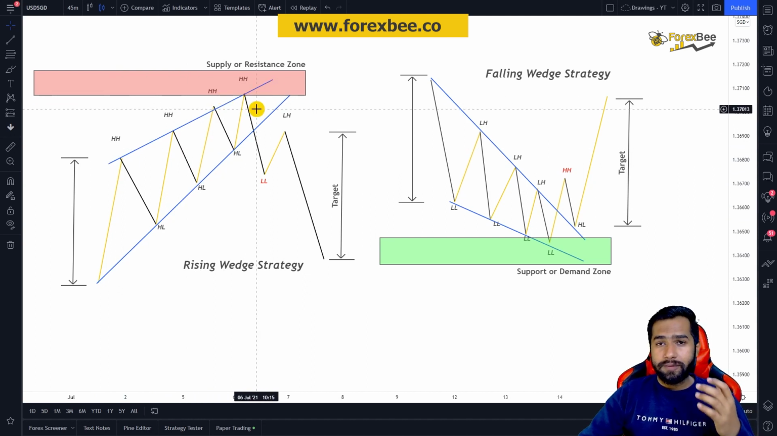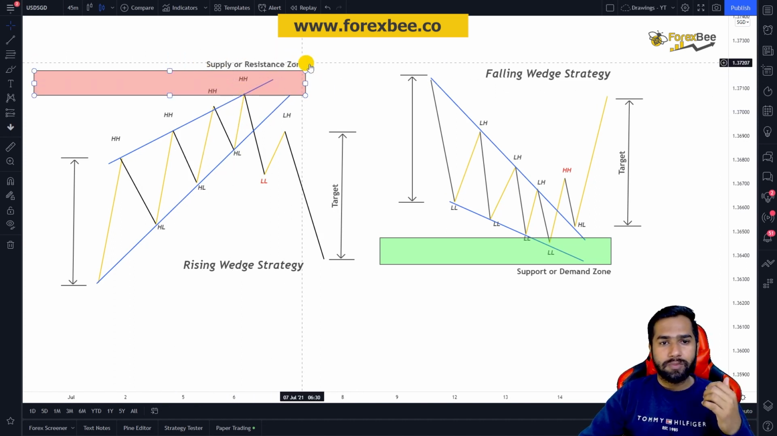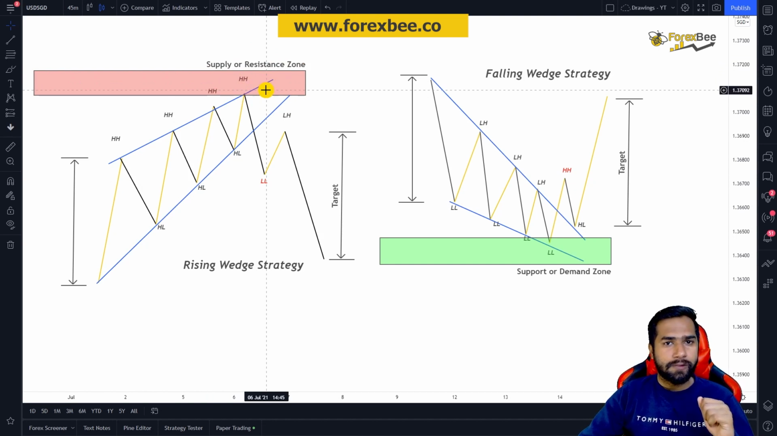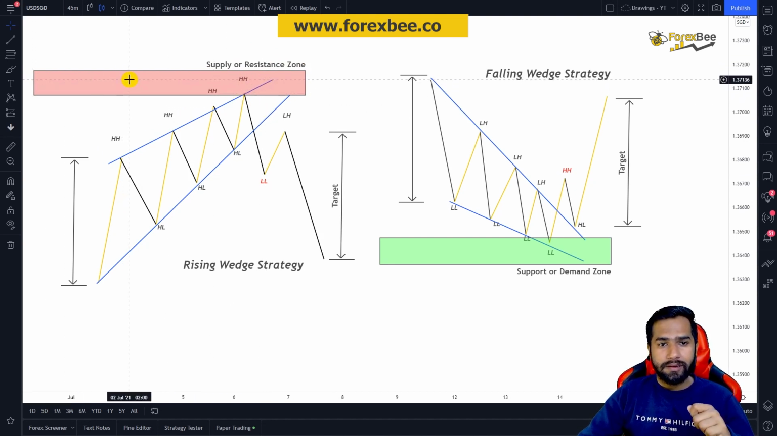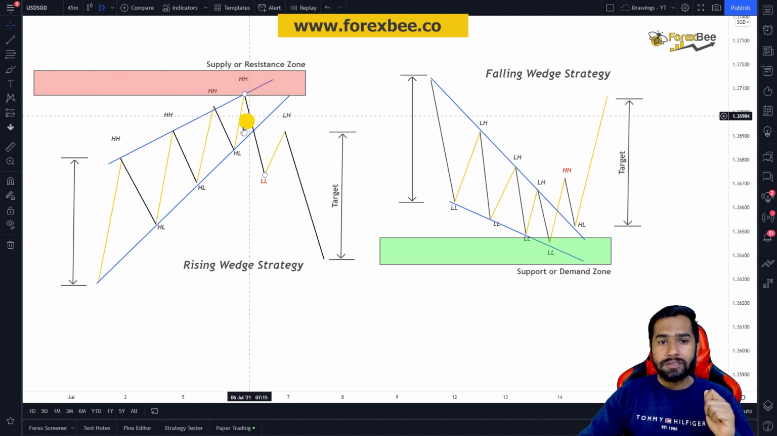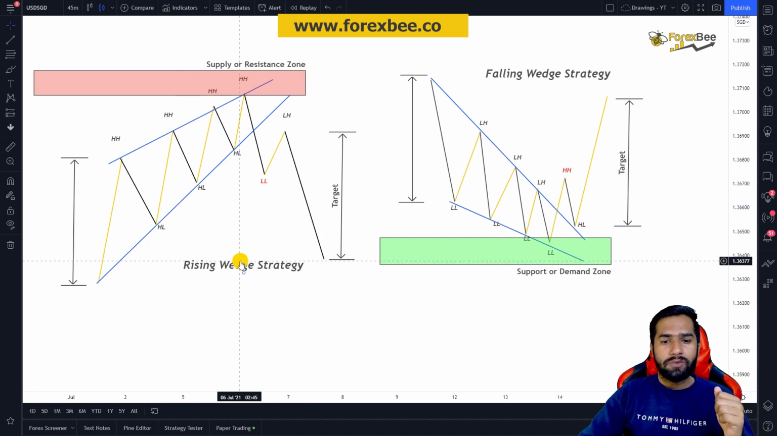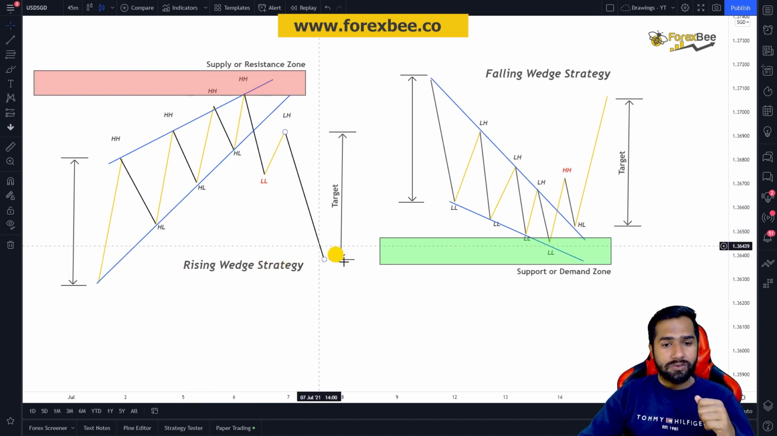And after you have detected the rising wedge pattern, you should look for a key level in the past. That key level can be either a supply zone or a resistance level, and that can act as a very good confluence. So once you have also detected a key level at the end of this wedge, you should be good to trade the short position, and your target would be the origin of this rising wedge.